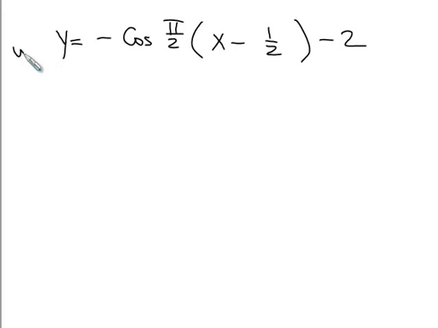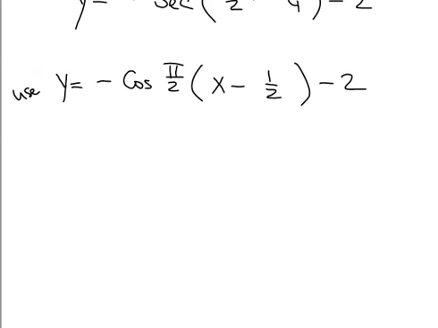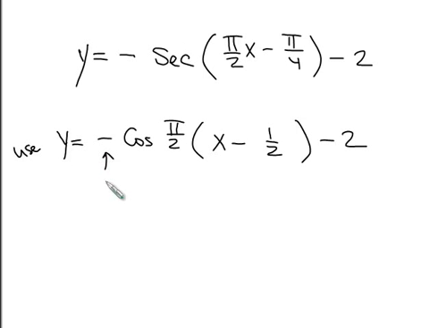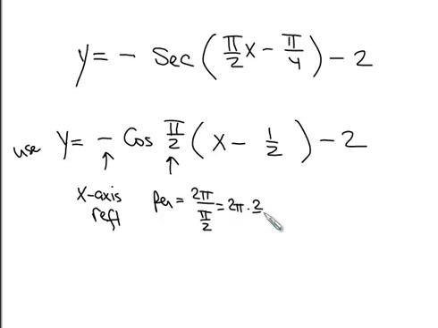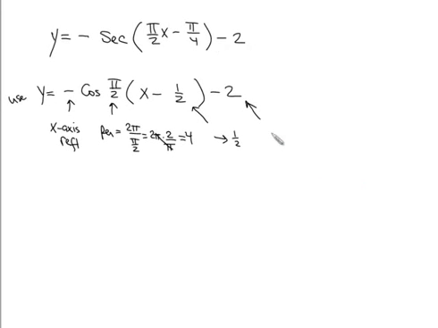So we're going to use this one as a guide. So notice that we have an x-axis reflection. Notice that our period is now going to be 2 pi divided by pi over 2, which is really 2 pi times 2 over pi, which is equal to 4. So that's our period. We're going to shift to the right 1/2, and we're going to shift down 2.